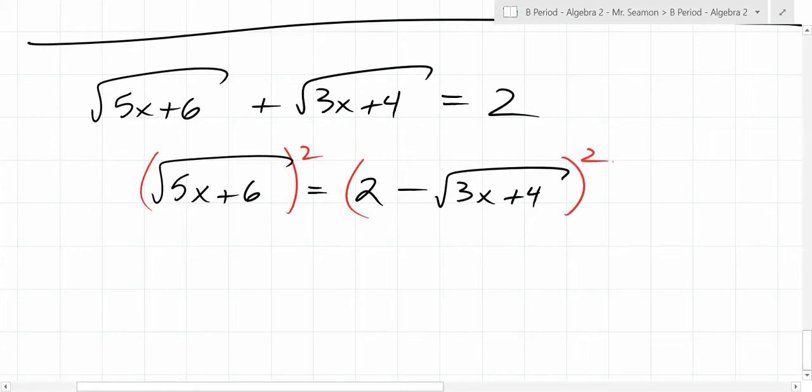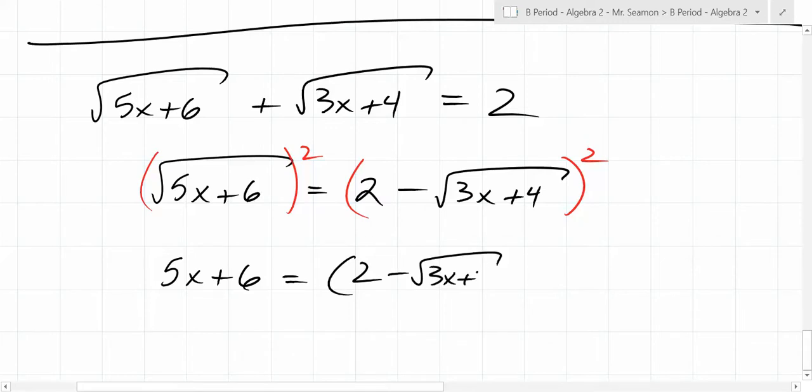So let's look at the easy side. Which side's nicer, the left side or the right side? The left side. What does the left side multiply out to? 5x plus 6. But what does squaring mean? It means you take the first thing and you multiply it by itself, right?